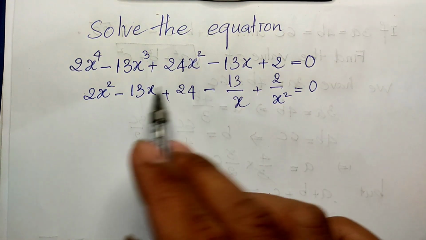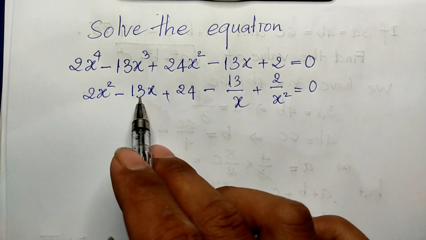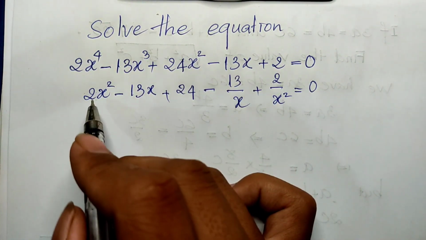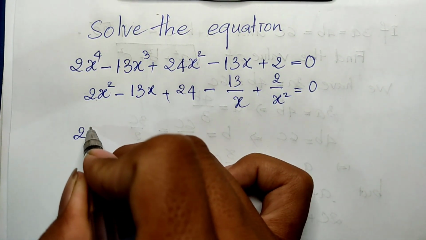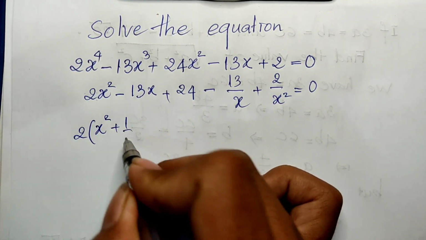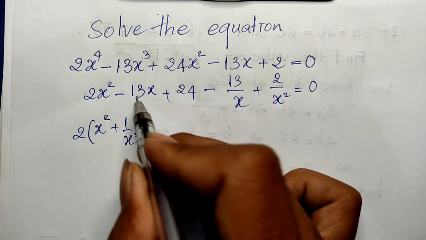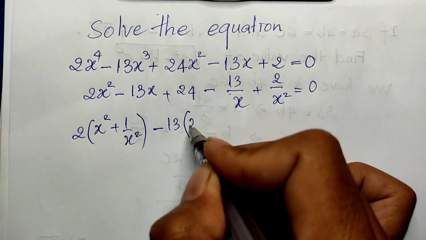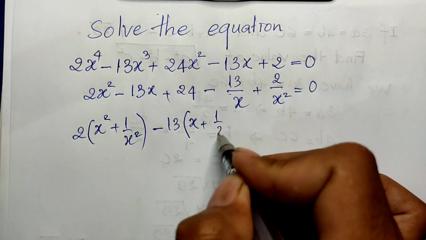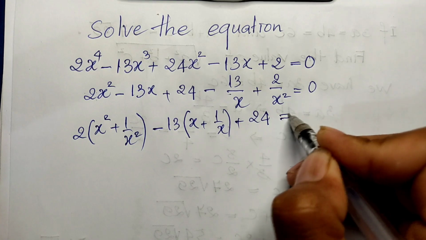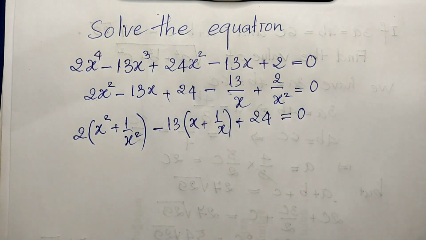You see this has the same, and this has the same. So I can write 2 multiplied by h squared plus 1 divided by h squared, and minus 13 multiplied by h plus 1 divided by h, plus 24 equals 0.